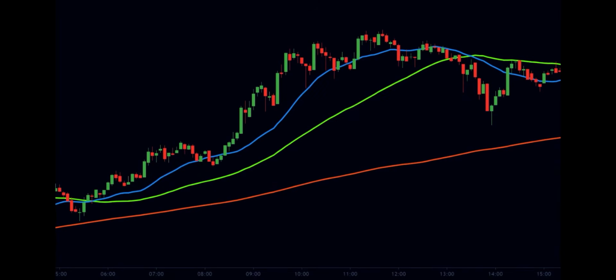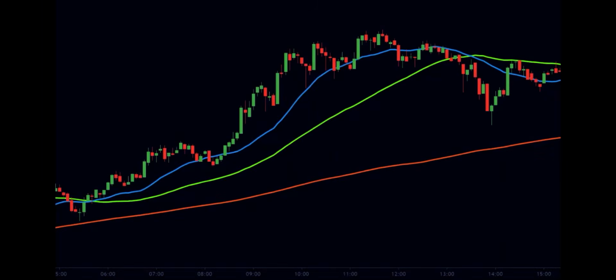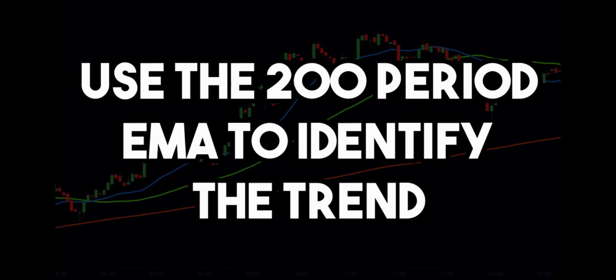Different moving averages can be used to identify different trends. For instance, a 200-period moving average is used to identify the long-term trend of the market. A 50-period moving average can be used to identify the medium-term trend of the market. And lastly, a 20-period moving average can be used to identify the short-term trend of the market. For this particular strategy, we will use the 200-period exponential moving average. We will use the 200-period EMA to identify the trend of the market.